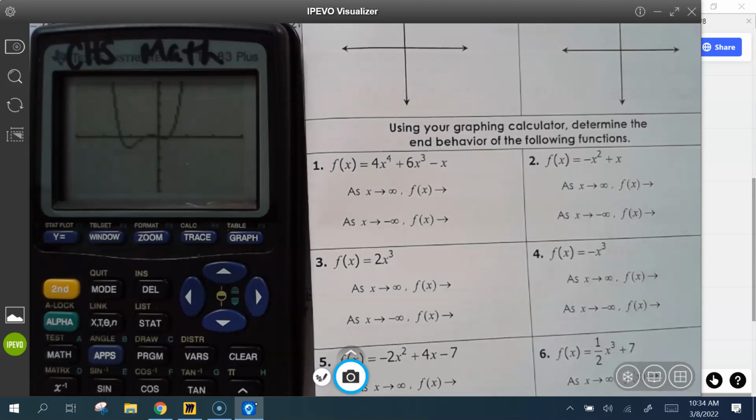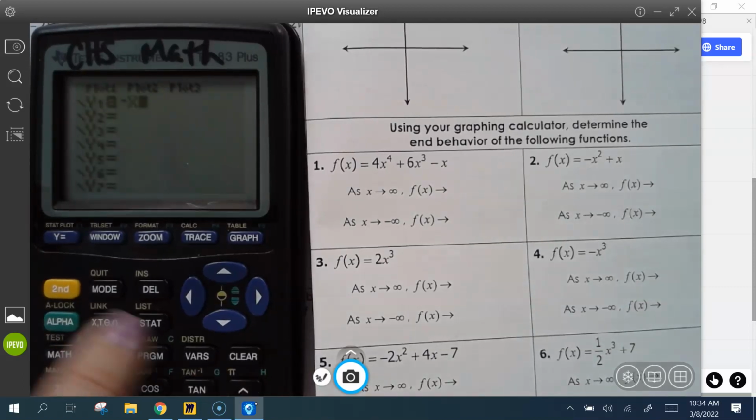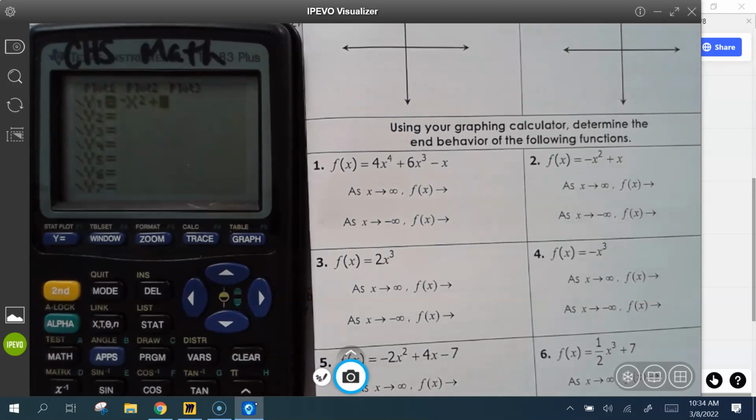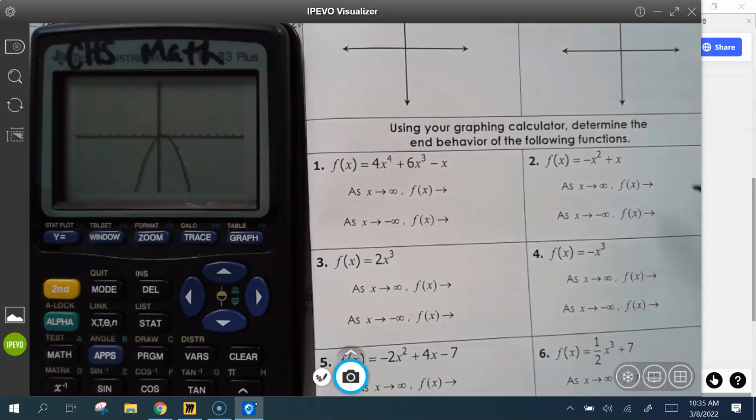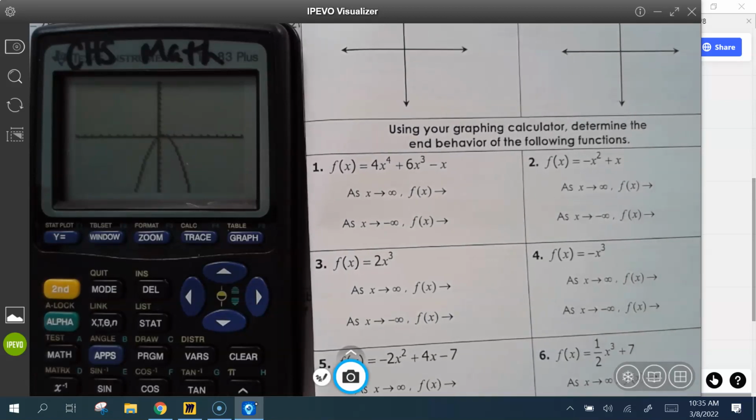Okay, look at number 2. Number 2 is negative x squared plus x. What's happening here? Both ends are going down. Do you agree? So what should both of these be? Negative infinity. That's exactly right.